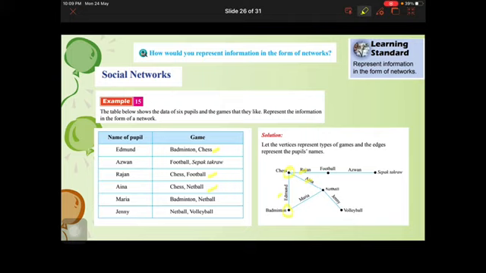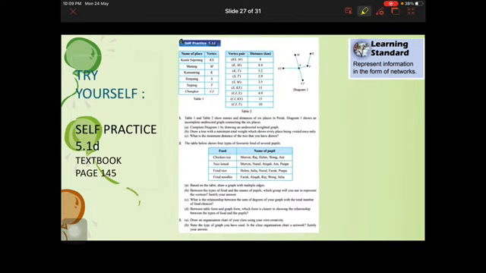For badminton we have Edmund also, and then we have Maria, and so on. This is an example of the use of network in the social network. Now you must try yourself for the self-practice self-learning in your textbook page 145, and please check your answer. Every time you do the exercise, please check your answer. Any problem you can ask us.